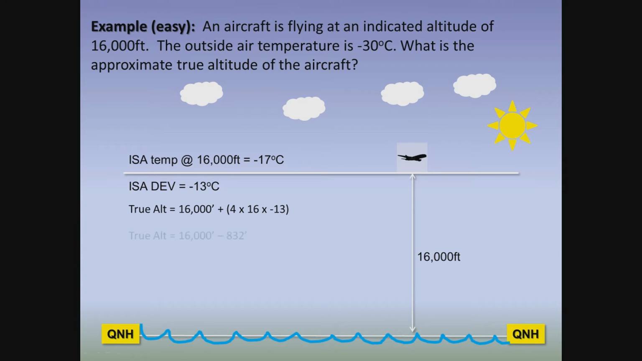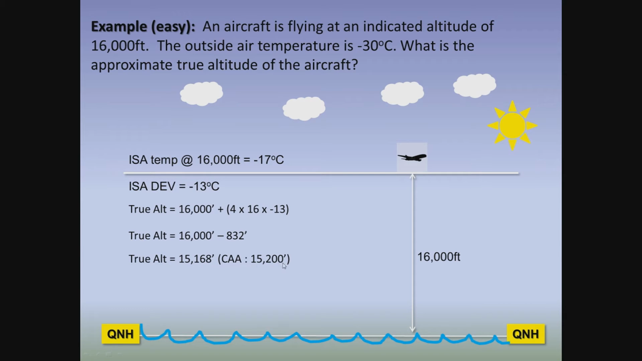And if you carry out that calculation, you'll get 16,000 minus 832 feet. And again, remember, the plus and minus will give this whole bracket a negative value, so plus times minus is a minus. So 16,000 minus 832 should give you an answer, according to a calculator, of 15,168 feet.